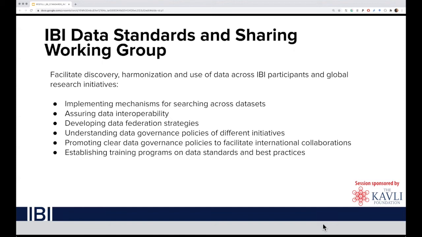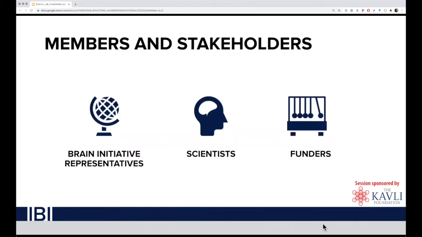The working group's goals are to facilitate discovery, harmonization, and use of data across the IBI participants and the rest of the world. Members and stakeholders of the group are Brain Initiative representatives, scientists like me, as well as funders.